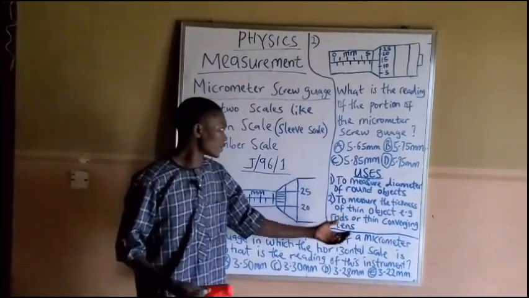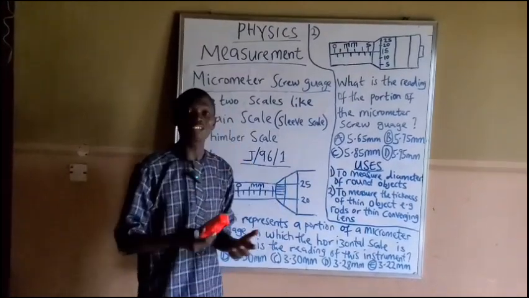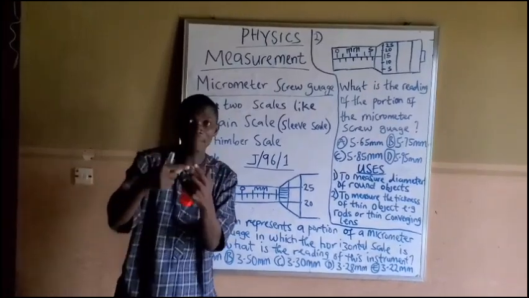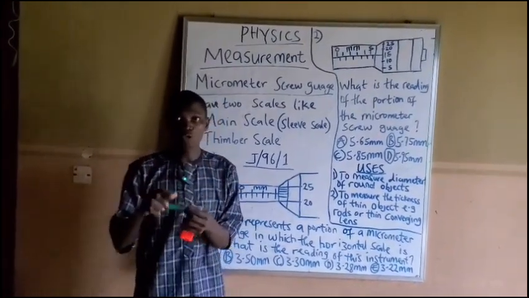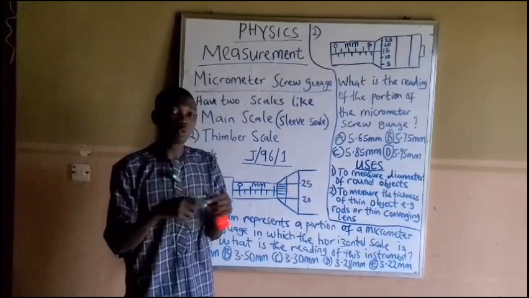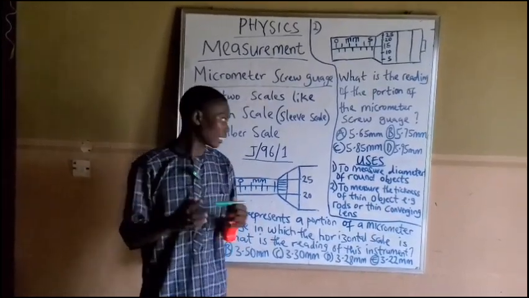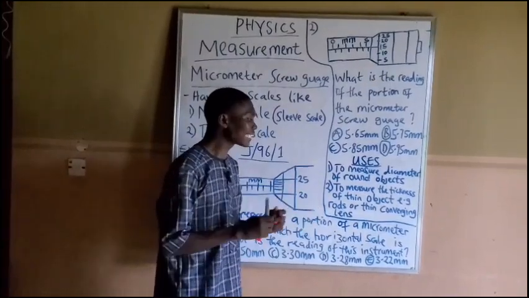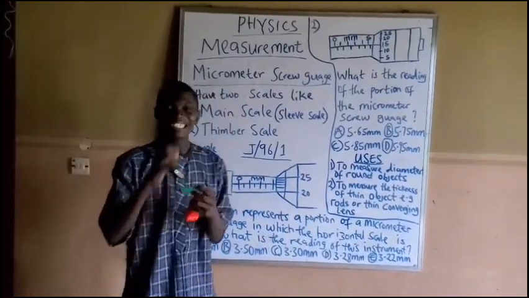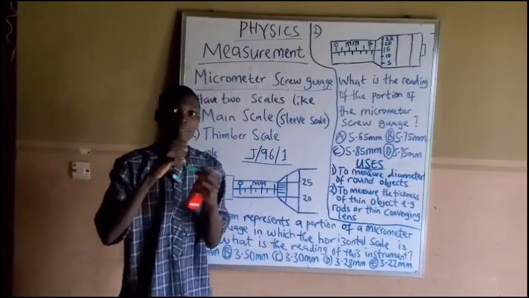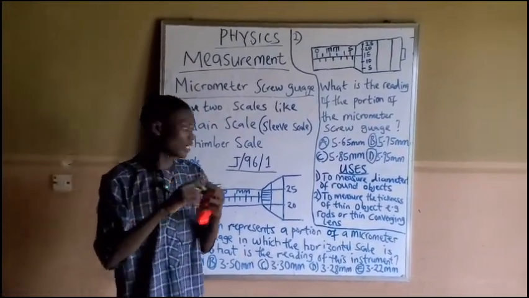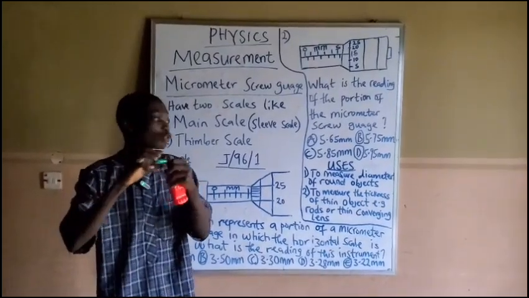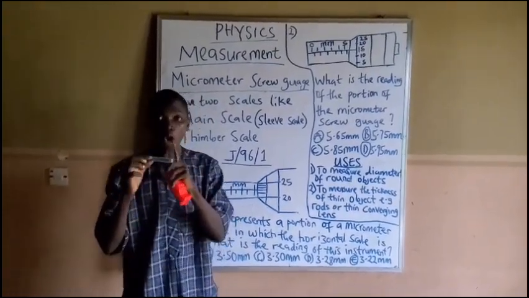These are the uses. It is used to measure the diameter of a round object. Sometimes you may find it difficult to measure the diameter of a round object, so we make use of the micrometer screw gauge. It's better to use. The second use is that it measures the thickness of a thin object, e.g., a rod or wire.